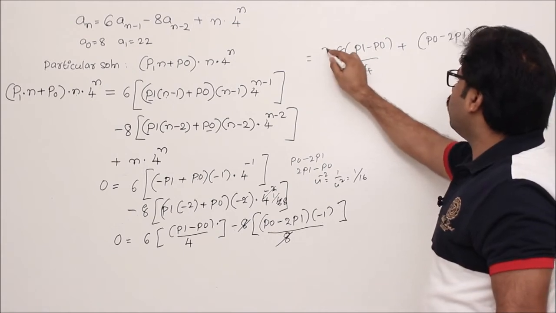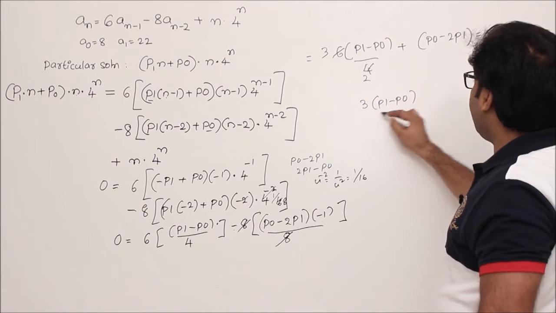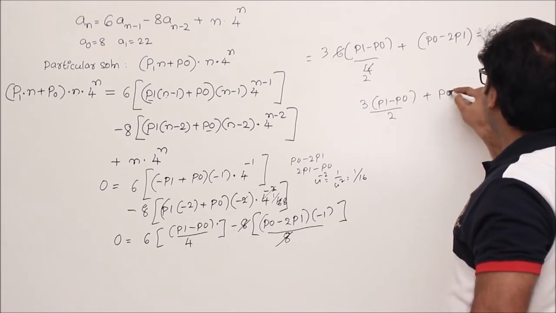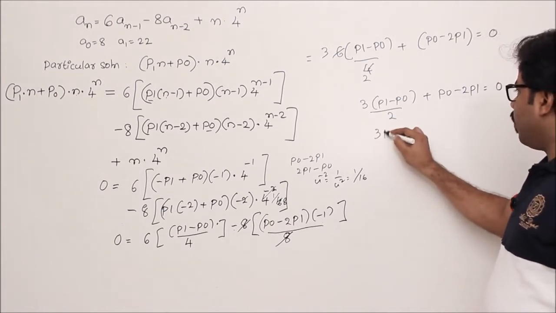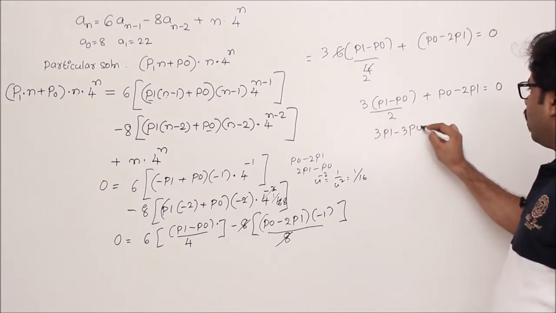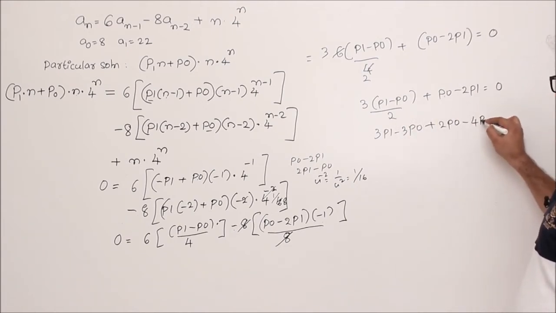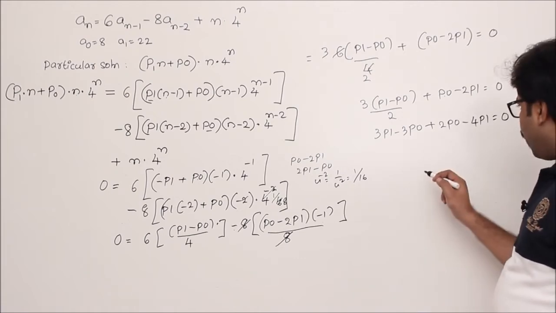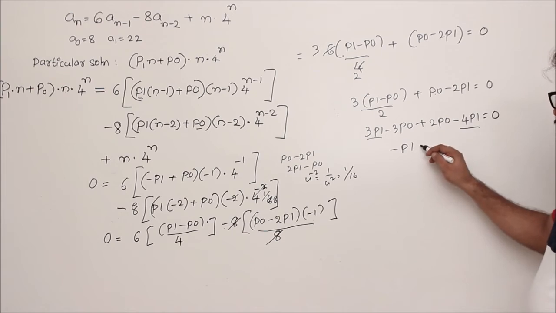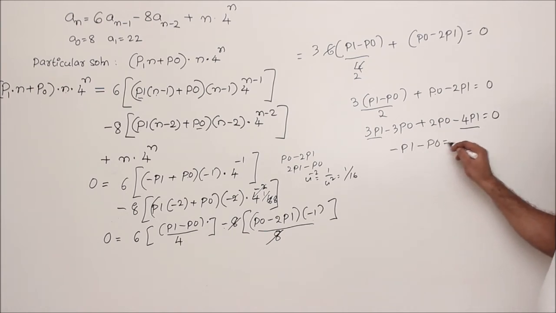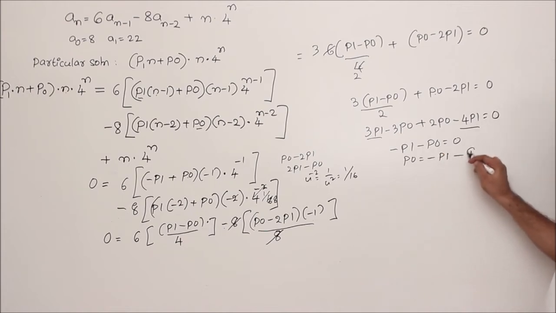Then this is, you see, 2 3s are 6, 2 2s are 4. You get 3 into P1 minus P naught, correct, by 2 plus P naught minus 2P1 equal to 0. Let's simplify it. 3P1 minus 3P naught plus 2P naught minus 4P1 equal to 0. Then if you simplify it, you see 3P1 minus 4P1 is minus P1, minus 3P naught plus 2P naught is minus P naught equal to 0. Then you will get P naught equal to minus P1. This is equation number 1.